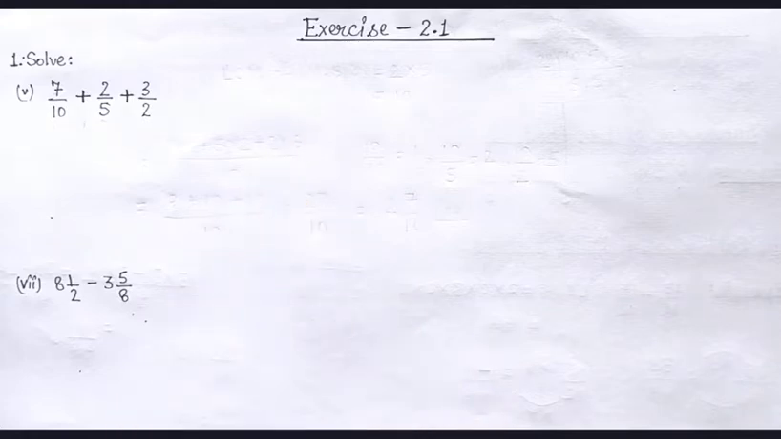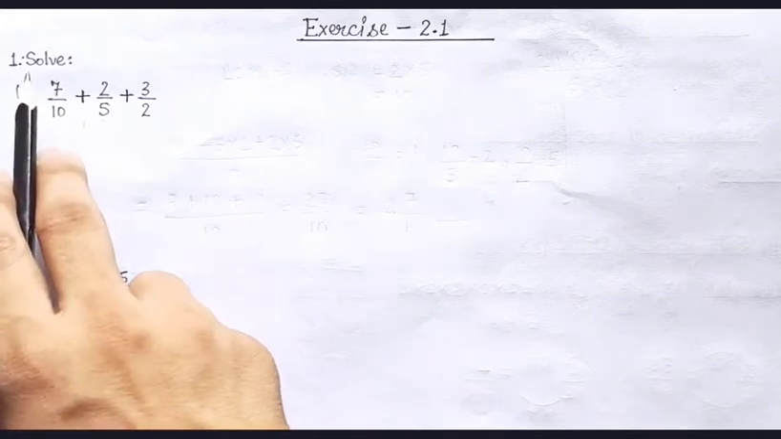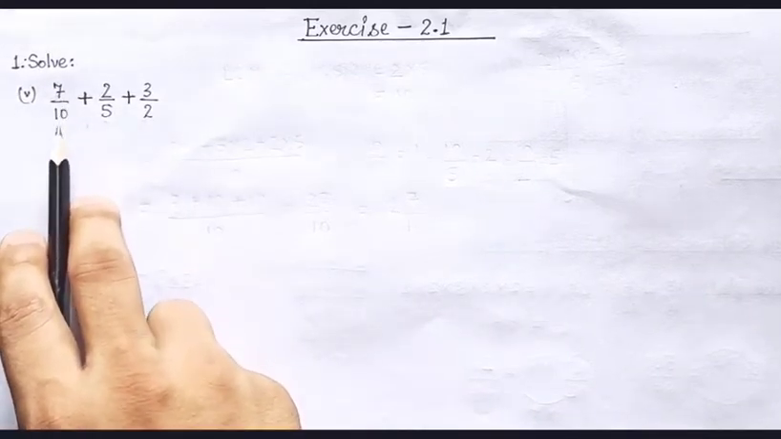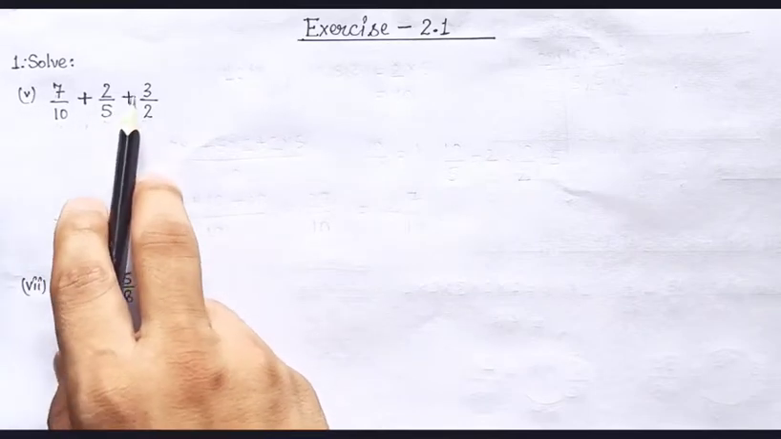Now students, you have learned how to add or subtract two given like fractions or unlike fractions. Now we will solve exercise 2.1 from NCERT, which is based on addition and subtraction of fractions. So our first question is, solve 7/10 + 2/5 + 3/2.